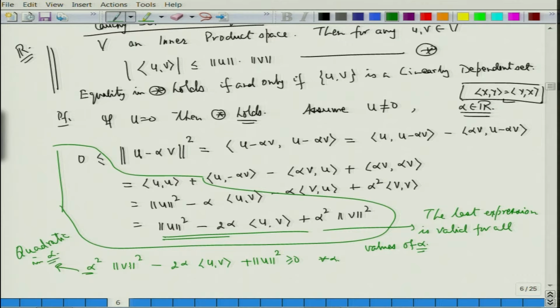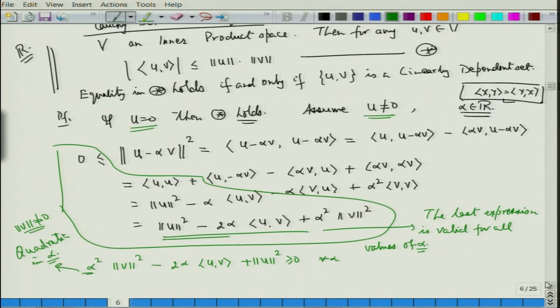Fine. So I should have taken v to be non-zero in place of u, alright. That is a small mistake that I have made, but anyway, I could have started here with v equal to 0, got the result, then assumed v is non-zero and proceeded here. So assuming that norm of v is not equal to 0 gives me that this expression is quadratic in alpha and it is non-negative for every alpha.